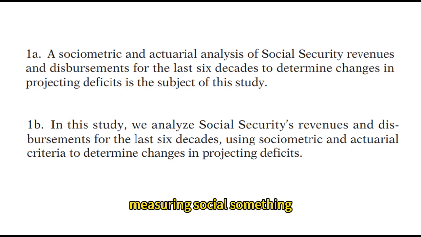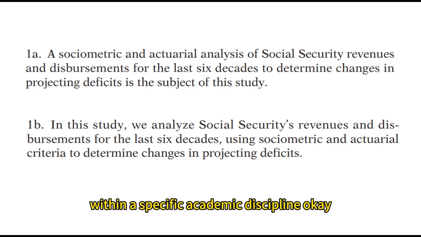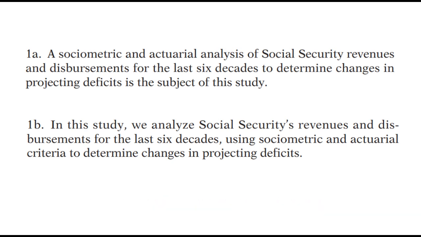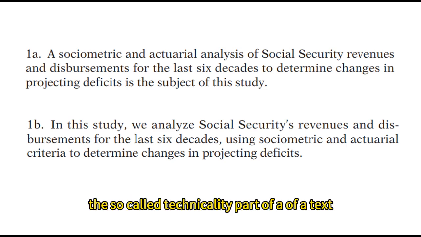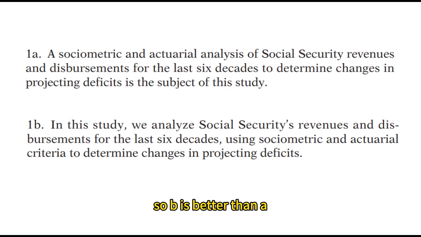Measuring social something? Actuarial is about accounting. We have little idea without knowledge within a specific academic discipline. Okay? Toward the end, information grows and piles on each other, bringing in, more importantly, the so-called technicality part of a text. So B is better than A.